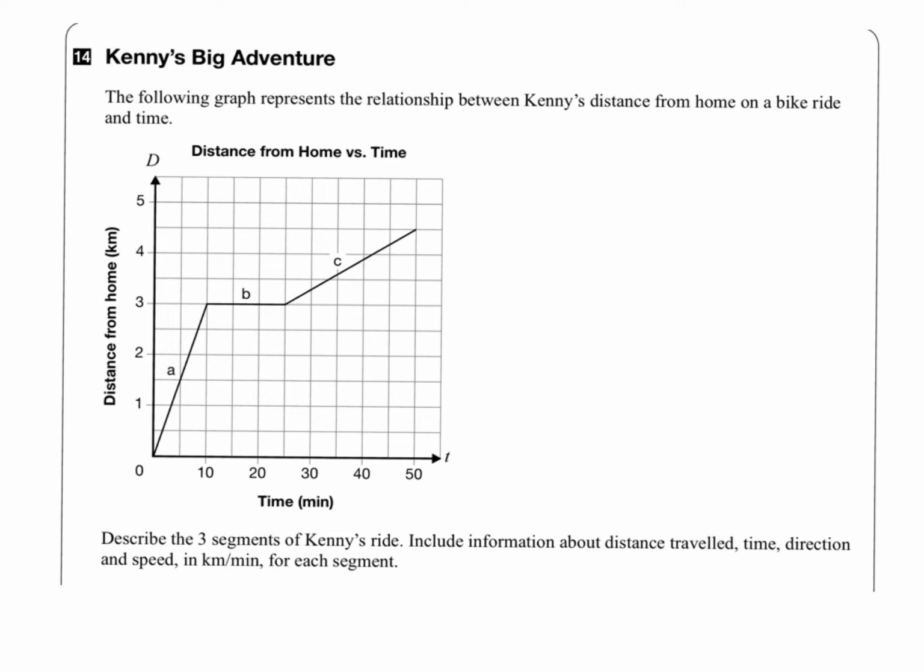We're given a graph that's showing a relationship between Kenny's distance from home, this is important, I want you to underline that, on a bike ride, and his time. So time is the independent variable, so it's graphed on the x-axis, and distance is the dependent variable. The distance he travels depends on the time that he takes, right?